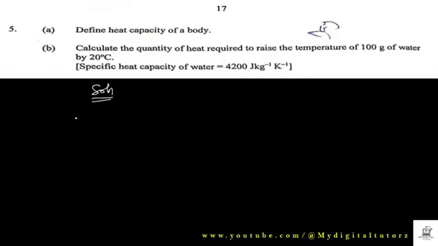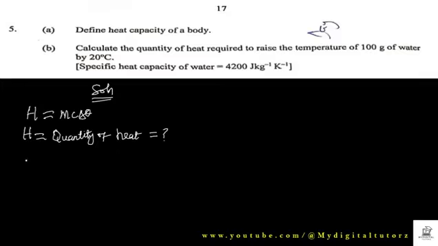Whenever you see this type of question, you should cast your mind back to heat measurement. And since this is all about specific capacity, the formula that we normally use is H equal to MC change in theta. H is the quantity of heat you are asked to calculate, the heat required to raise the temperature, which we don't know.